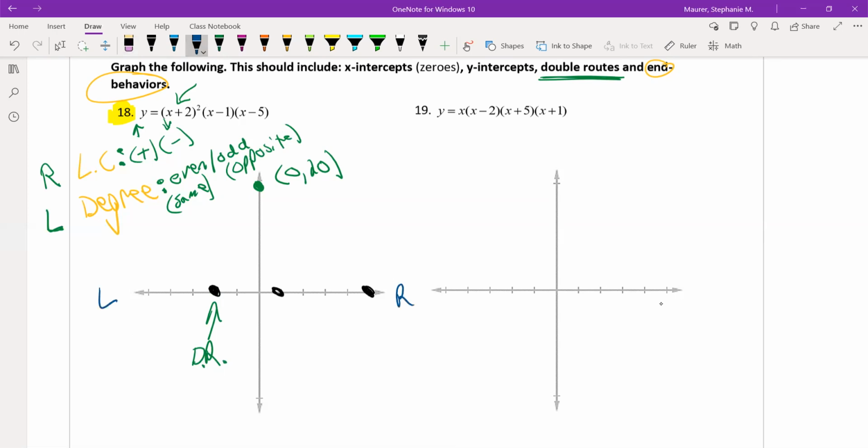So looking at our problem, what exactly is our leading coefficient? Our leading coefficient in this circumstance, the number way out in front, is going to be a 1. Okay.